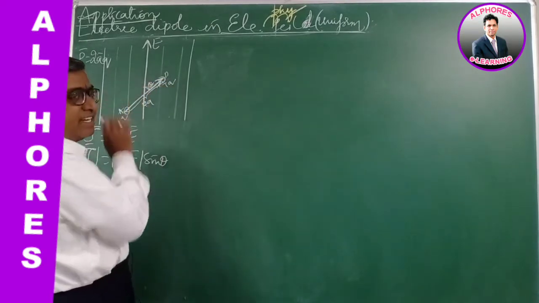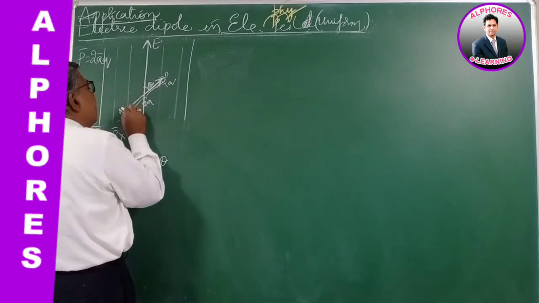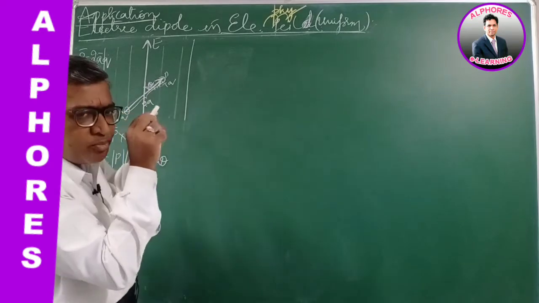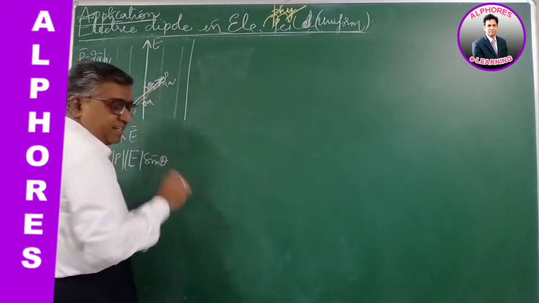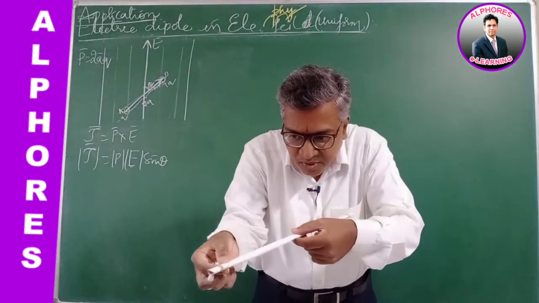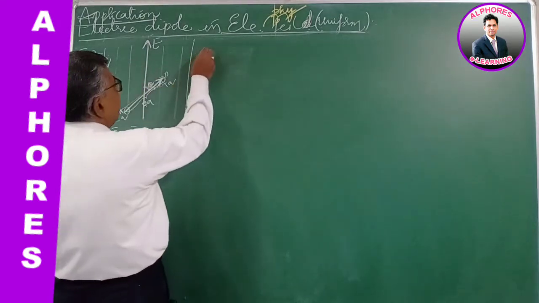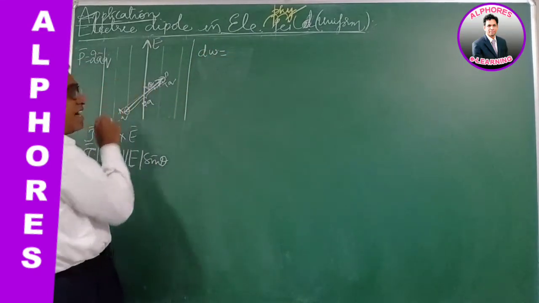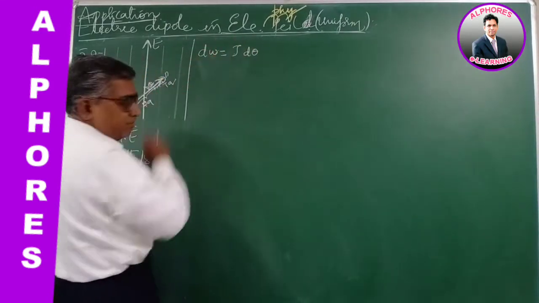Now at this instant, from this position, if I have to rotate this dipole through a small angle d theta, I want to turn it through a small angle d theta. Let's suppose initially it is at this position to the field. Now I want to tilt it through a small angle. Then the small work done in doing so, dW, is the torque acting on it at that position, tau, into the small angle d theta.